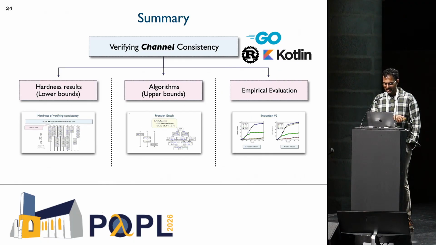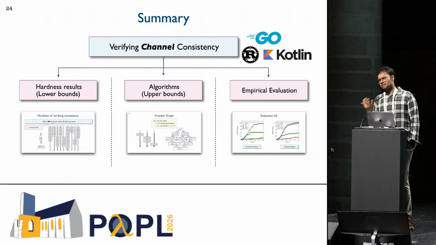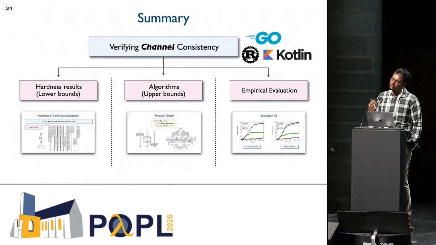So I think with that, I'd like to summarize. I've talked about what the channel consistency problem is, and I've talked about our contributions. We primarily look at this problem from a complexity theoretic lens and show that this is a hard problem even for very simple cases. And then we also come up with matching lower bounds, and we demonstrate the matching upper bounds, and we demonstrate the power of these algorithms through pretty extensive evaluation. So with that, I'd like to end the presentation.